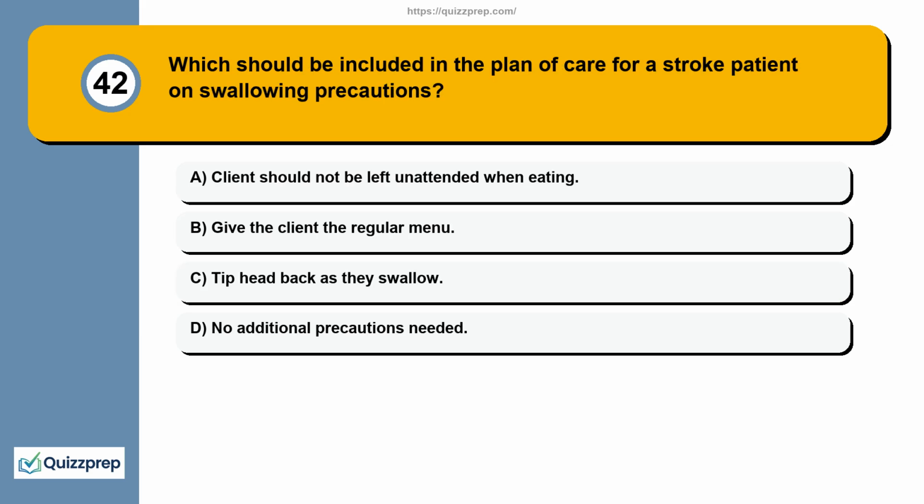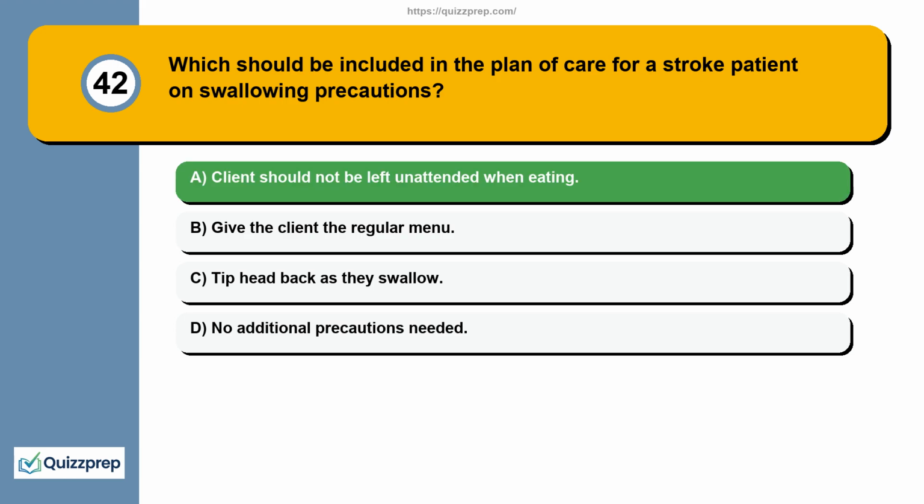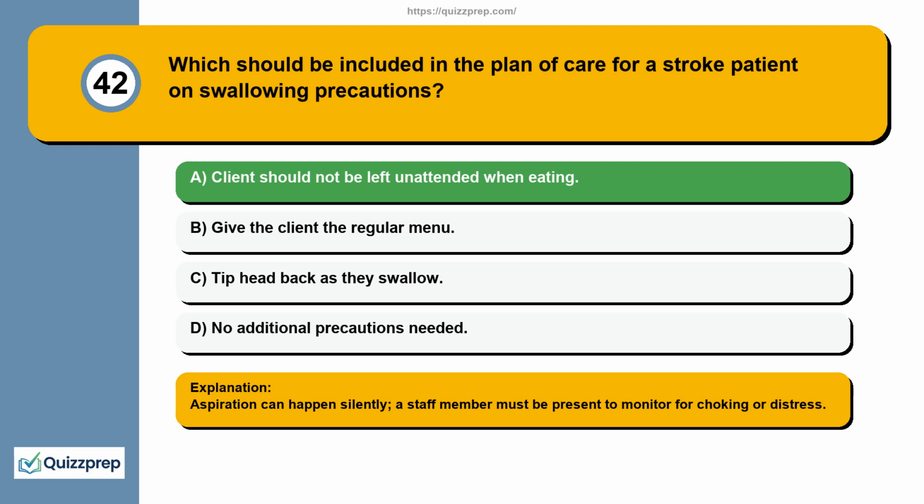Question 42. Which should be included in the plan of care for a stroke patient on swallowing precautions? Client should not be left unattended when eating. Give the client the regular menu. Tip head back as they swallow. No additional precautions needed. Aspiration can happen silently. A staff member must be present to monitor for choking or distress.